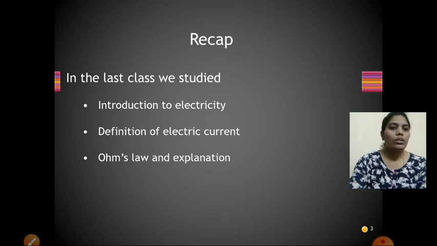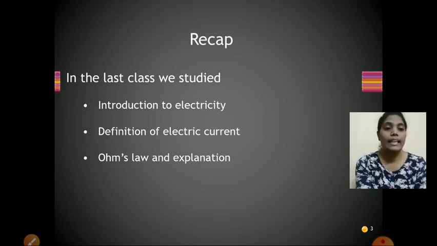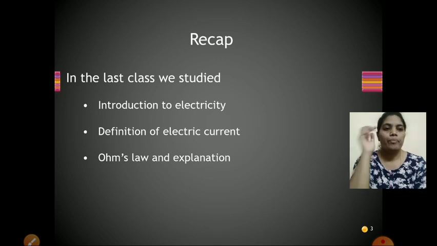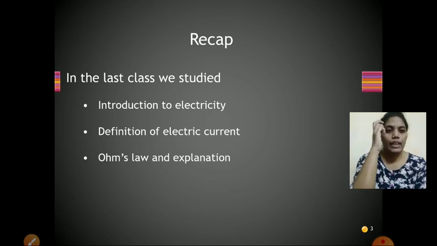Now this gaining or losing of electrons leads electrons to flow. So this flow of electrons is simply electric current or electricity. Now it is expressed in amperes, that is the SI unit of electric current.